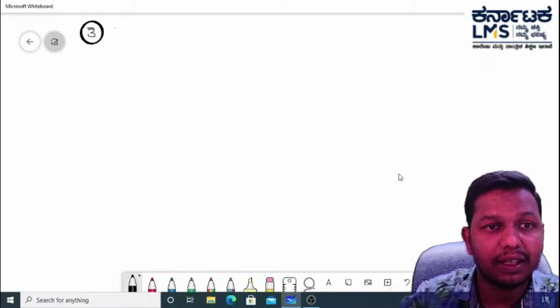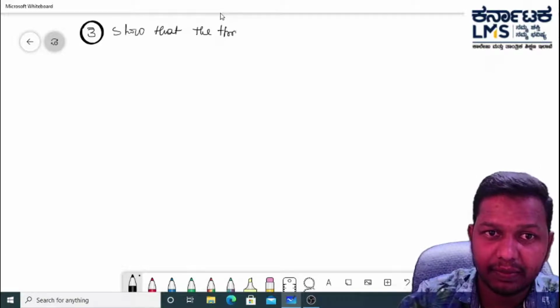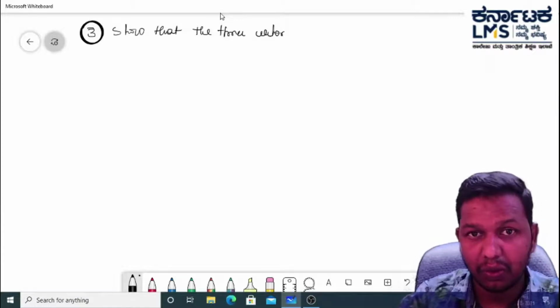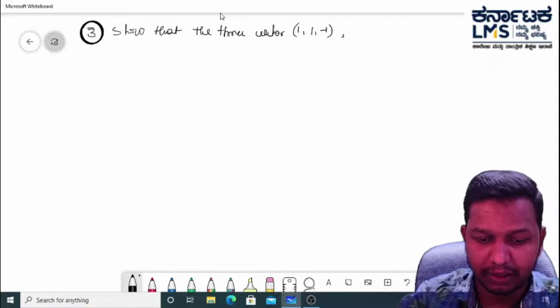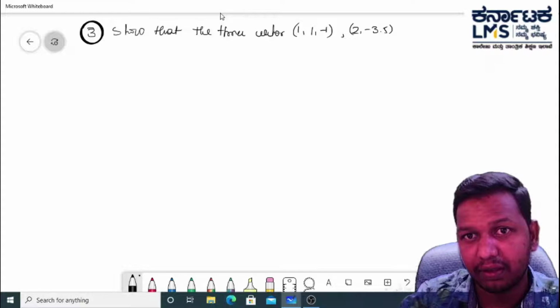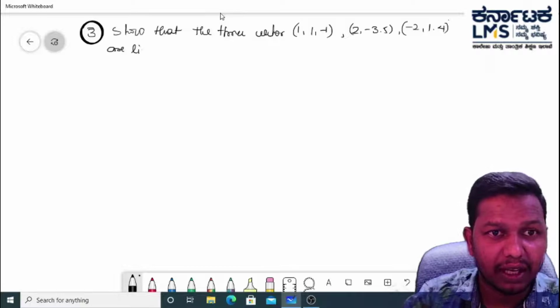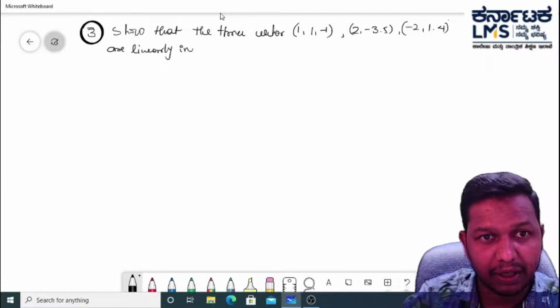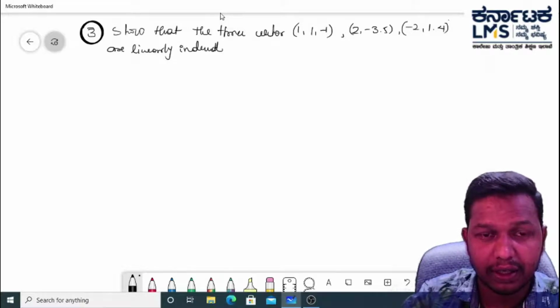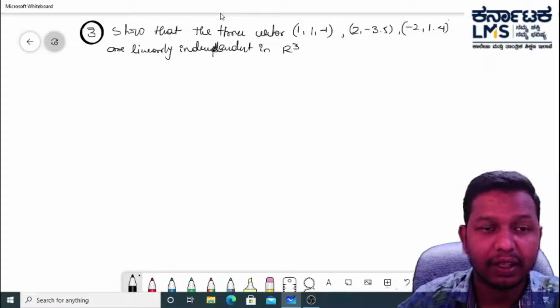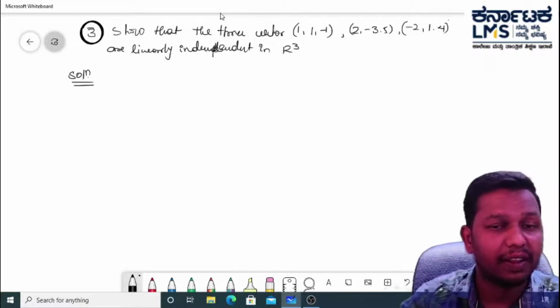Third problem: show that the three vectors (1, 1, minus 1), (2, minus 3, 5), (minus 2, 1, 4) are linearly independent in R3. Let's see the solution for this one.